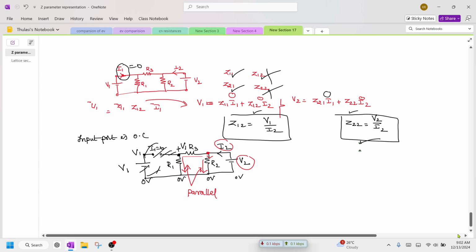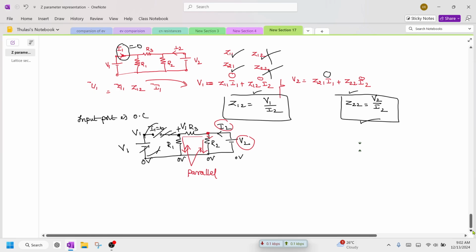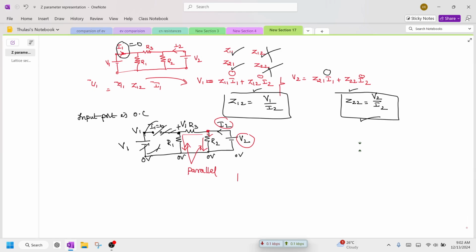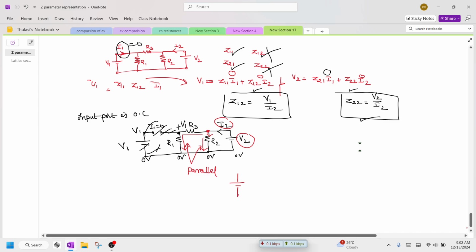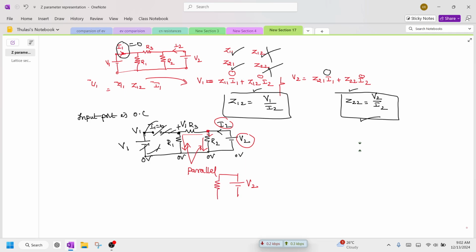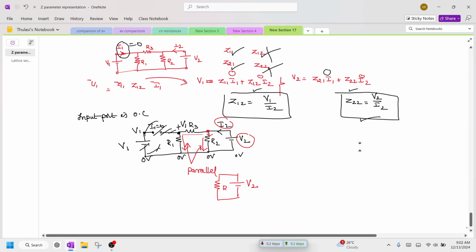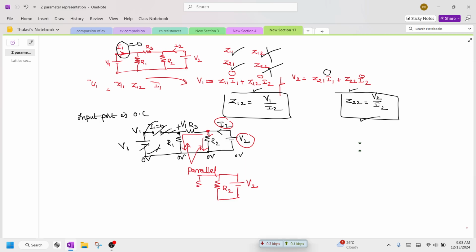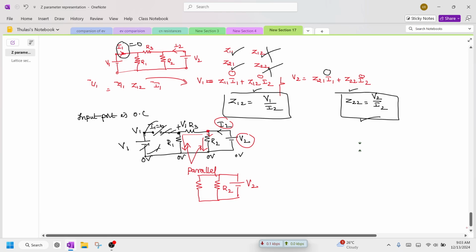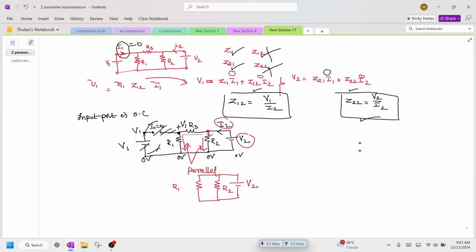Whenever these two are connected in parallel, how to find it is very simple. Here we are going to redraw the network. The voltage is V2, and here you are going to have a current of I2, then R2, and this is one more parallel branch. So what is this value? R3 and R1 are connected in series. We are going to write it as R1 plus R3.